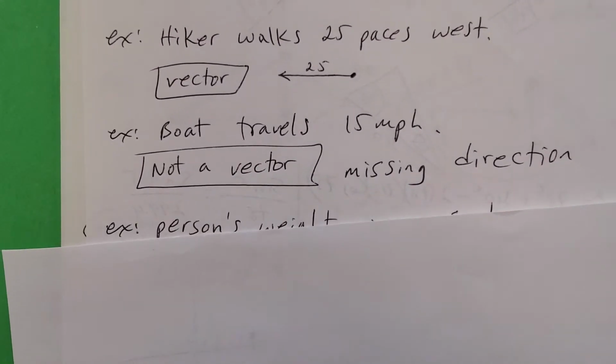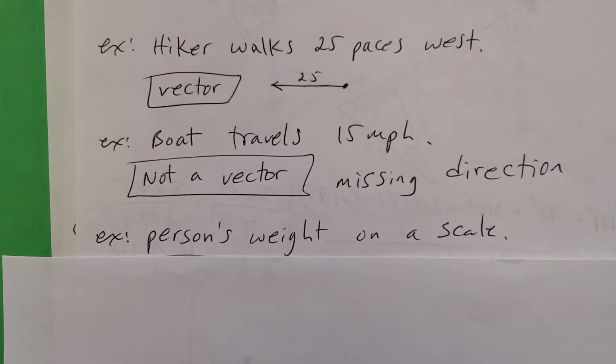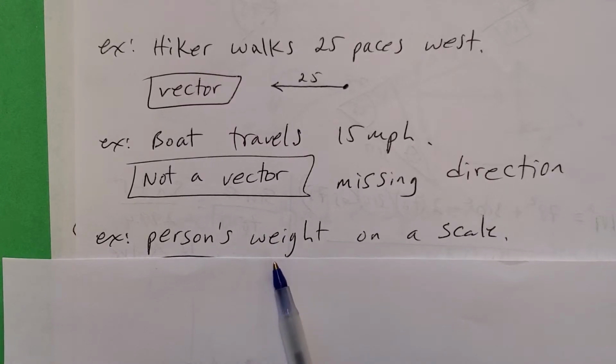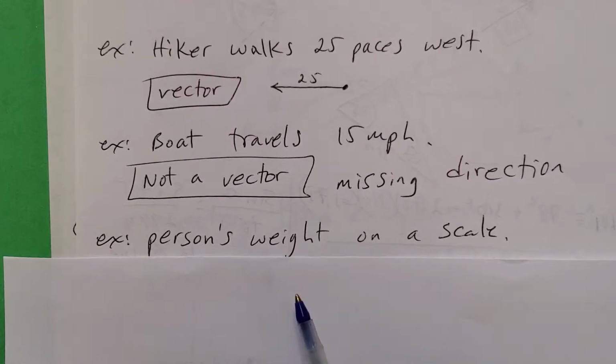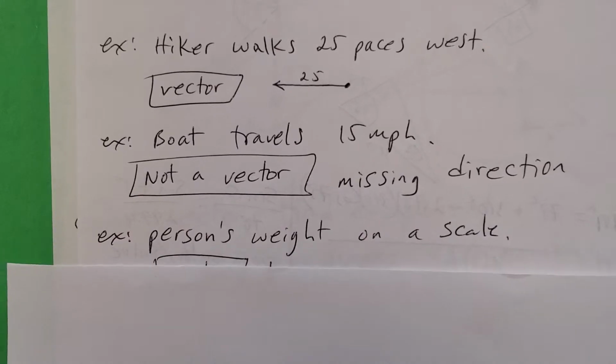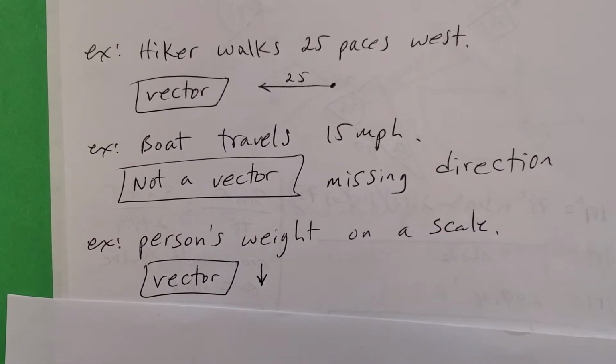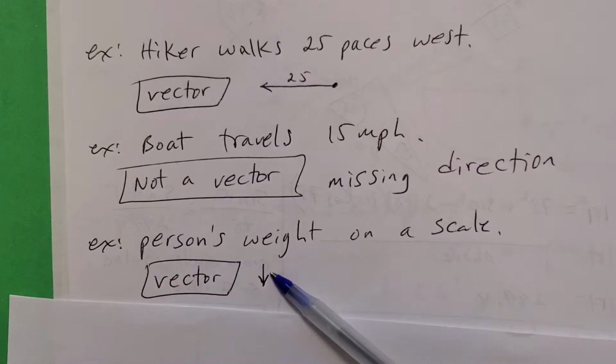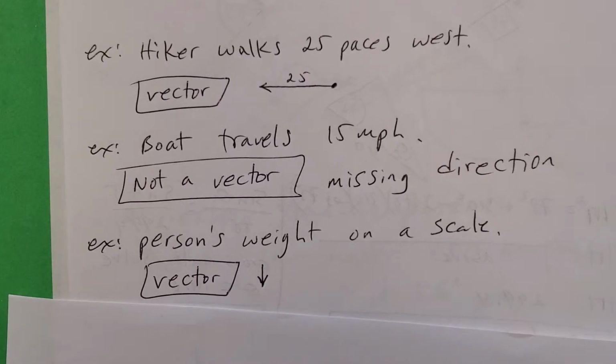This one, a person's weight on a scale. Now, you would think no, because a weight is a number, so it does have magnitude. But which direction? Well, it does have direction, because if you think about what weight is, it's actually the gravity pulling you, which direction? That's right, down. So it is a vector. You would draw an arrow down, and you would put the weight next to it to show the magnitude. So believe it or not, that is a vector.